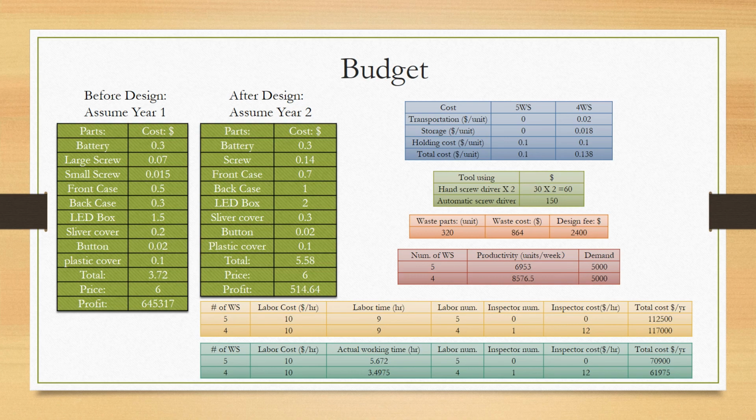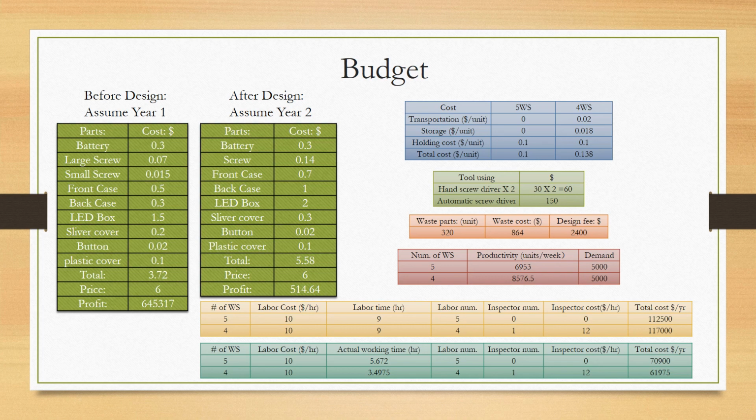So let's look at our budget. Let's assume we use the old design for year 1 and then use the new design for year 2. For year 1, we spend 3.72 for our part cost for each unit, and we increase that amount in the second year based on more difficult producing parts, or more screws or fewer screws, so that increased. However, the price we're selling it at stays the same since the function did not change.